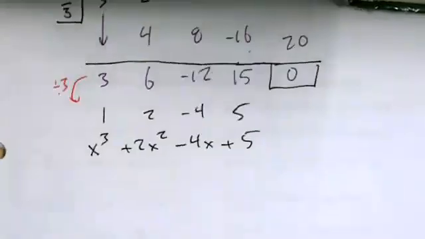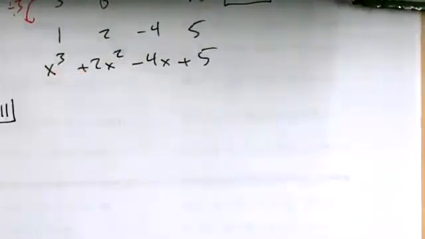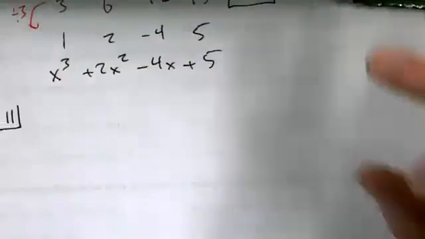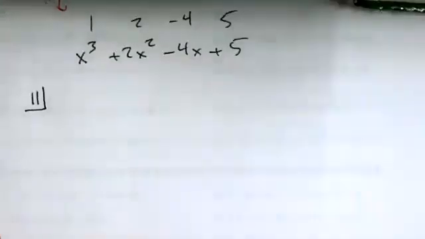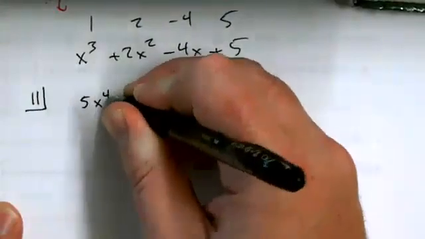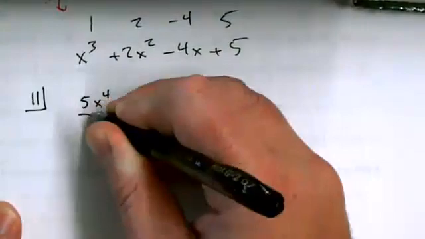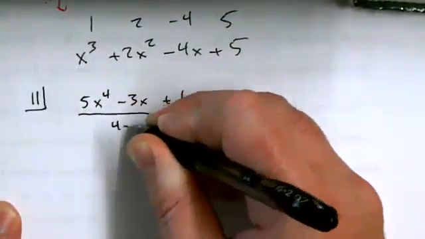So you'll want to write this down. Okay. So this is number 11. So are you guys on the page you're going to work on your assignment on tonight? I'll write it down for you. It's 5x to the fourth minus 3x plus 1 divided by 4 minus x.